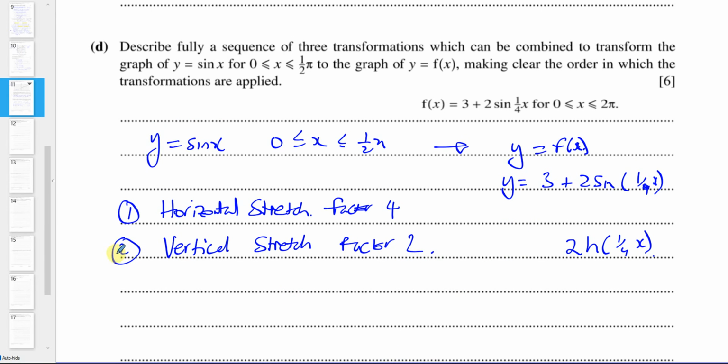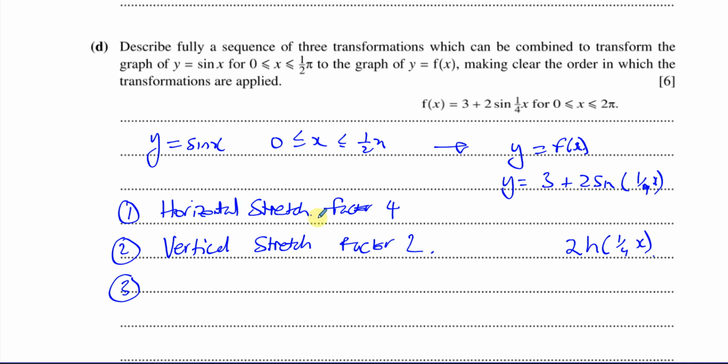Then the third transformation is the 3 that's added to it. You're adding 3 to the whole thing. That becomes a vertical translation, which we describe using a vector: 0 across and 3 up. It's a vertical translation of 3 units.